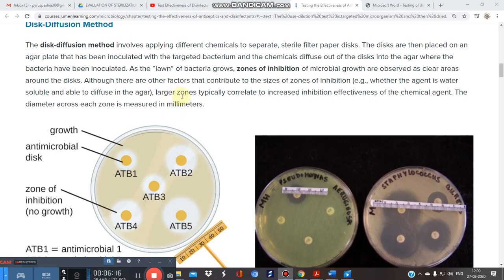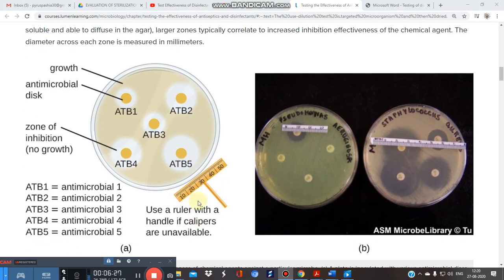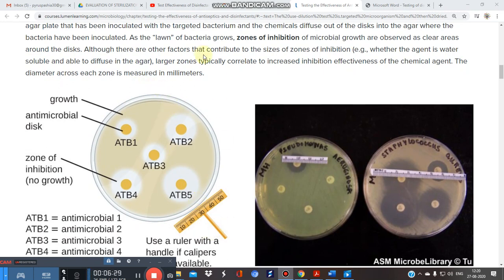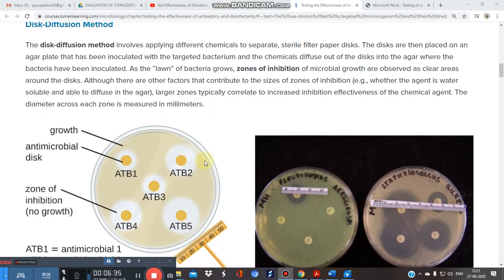See this, larger zones typically correlate to increased inhibition, or we can say the effectiveness of the disinfectant, so that we will measure with the help of a ruler, or we can also use vernier calipers for that, and it will be measured in millimeters. So this is about your disc diffusion method. I hope you have cleared the concept of zone of inhibition also.